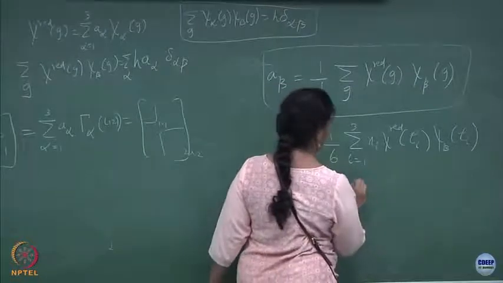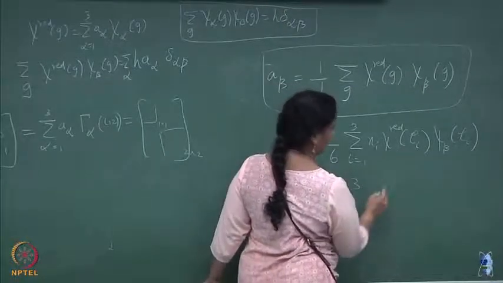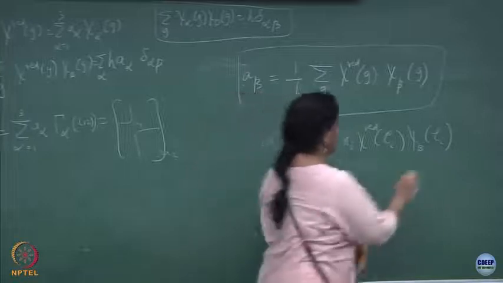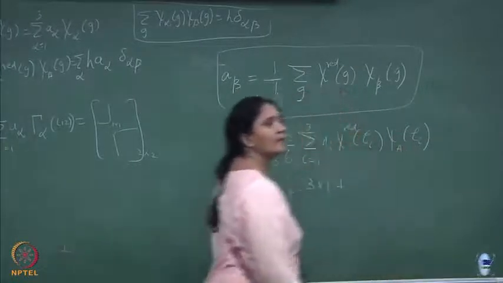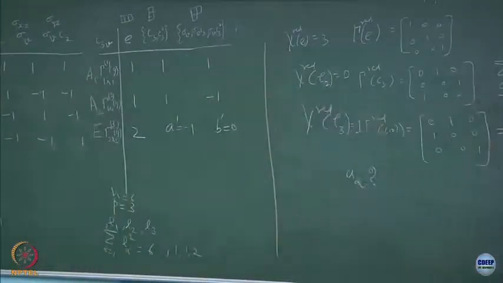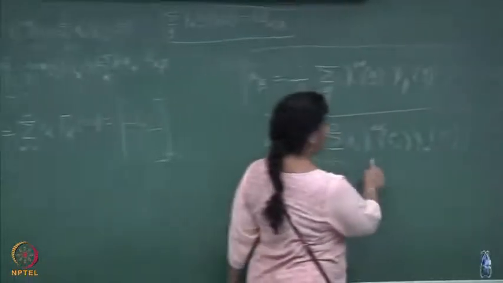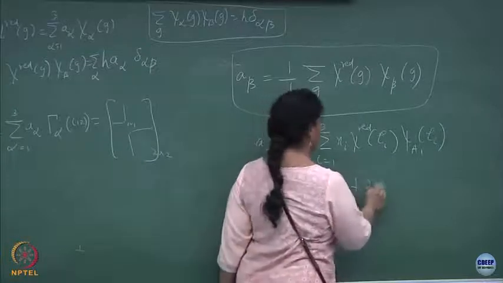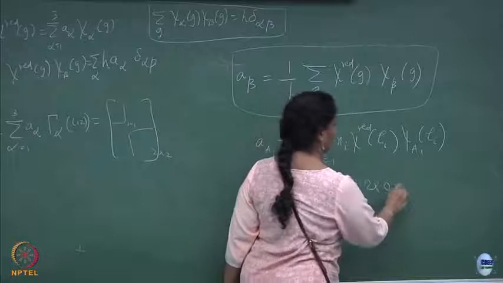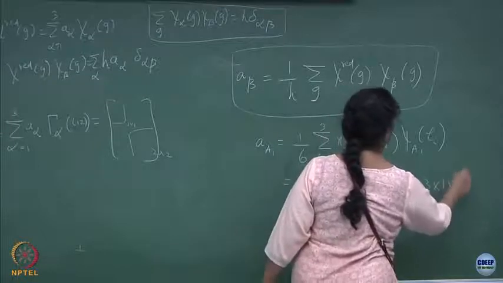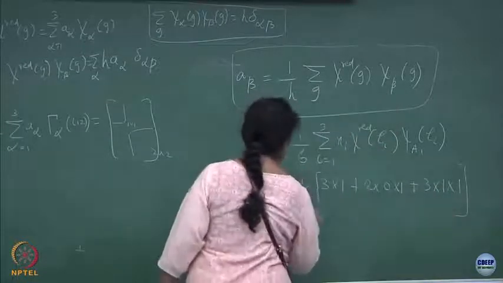That is 3 into 1. Beta is taken to be the A1, okay. So, now I have to replace beta by A1, character for the irrep A1. A1 is the unit representation or a trivial representation. Then the second one is 0, 2 into 0 into 1 plus 3 into 1 into 1 is 1.